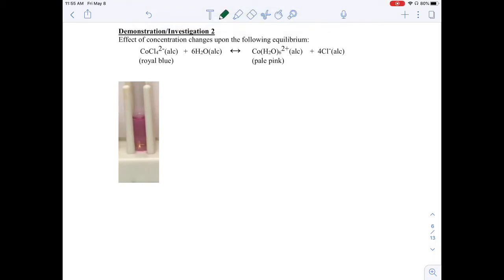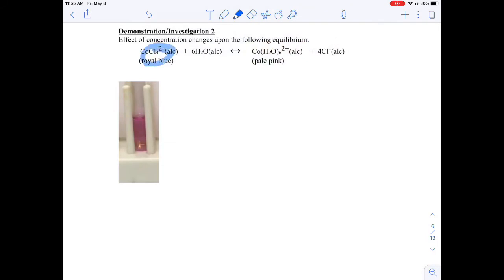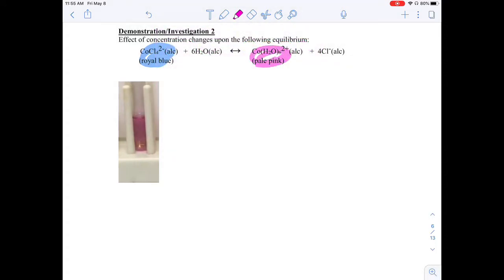In this video, what we're going to see is another equilibrium system that has these beautiful colors. We've got a royal blue kind of color for the reactant, and then we've got a pale pink type of color in the products, and then we've got water and chlorides as well.